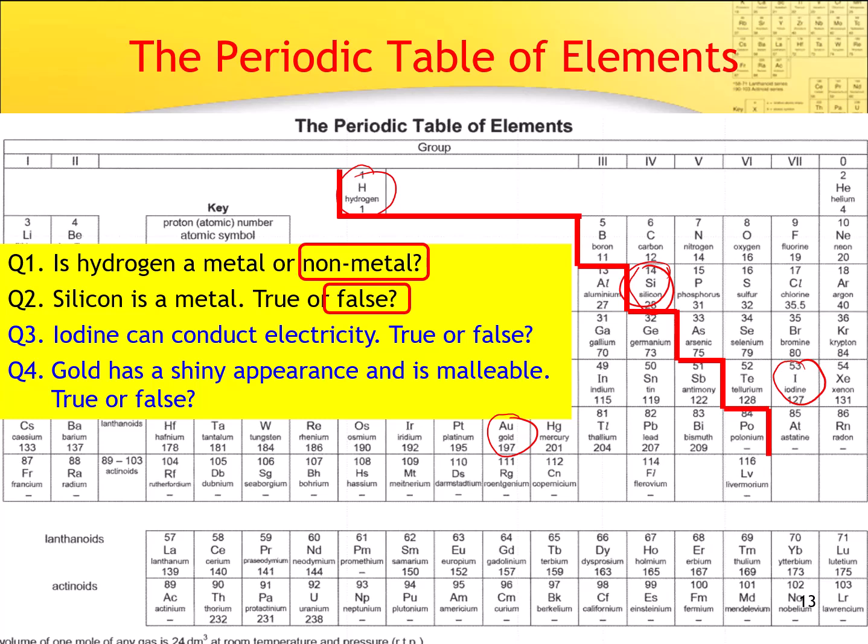Now iodine is right here on the right hand side. Obviously iodine is a non-metal, and a non-metal's characteristic is generally that they do not conduct electricity. So metals conduct electricity, non-metals do not conduct electricity. So I would say that this is false. How about gold? Gold is on the left hand side of the staircase, and gold is a metal. And if you remember how gold looks, it has a shining appearance and it's malleable. So all metals are shiny and malleable.